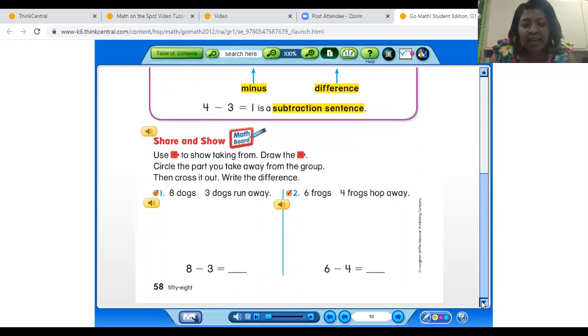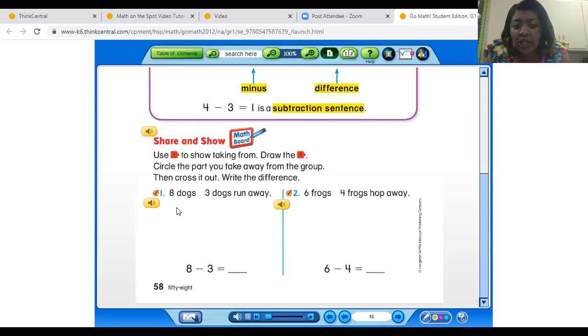All right, let's see if we can model this. We're going to use our pencils today to show taking from. We're going to draw, and then we're going to figure out which ones we need to cross out, and we're going to write the difference. Let's look at number 1.